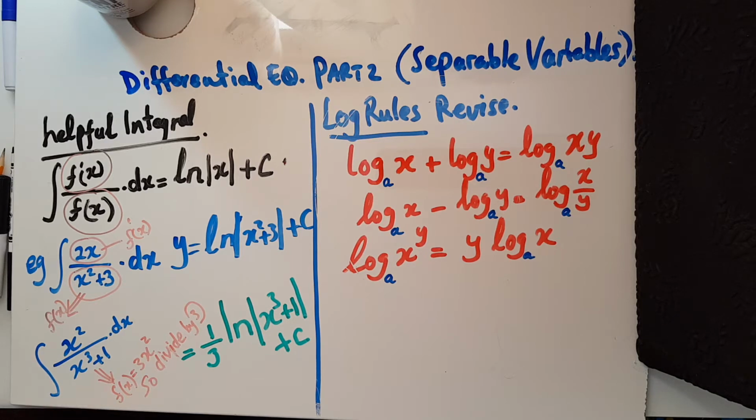That is another example here. The derivative of the bottom of the fraction is 3x squared. So what we need to do is divide by 3, and the answer will be 1 over 3 natural log of the base, which is x cubed plus 1, and as usual plus c.